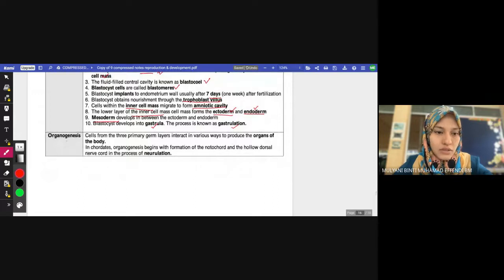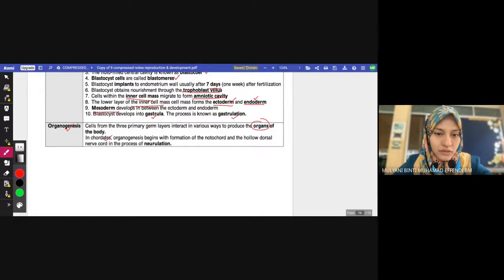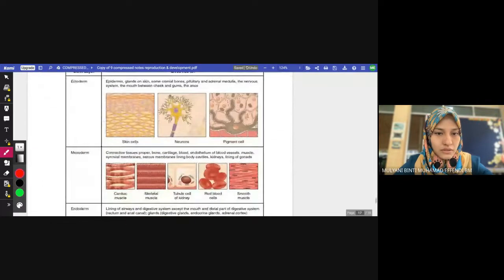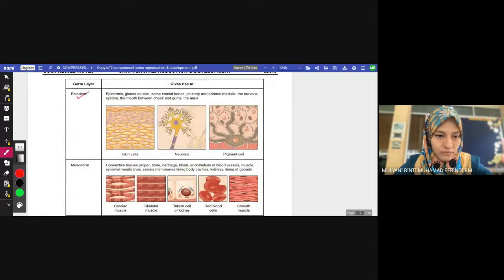Okay. So organogenesis pula. So dah nama pun organogenesis, mestilah pembentukan organ. So in chordates, organogenesis bermula dengan pembentukan notochord. Notochord ni and the holodorsal nerve cord in the process of neurulation. Nak bentuk neuron. Okay, so the first thing that is needed to be formed adalah notochord dengan holodorsal nerve cord tu. Okay. So ni adalah basically what is ectoderm. Okay, kamu kena tahulah ectoderm tu akan jadi apa bila dia dah jadi baby.